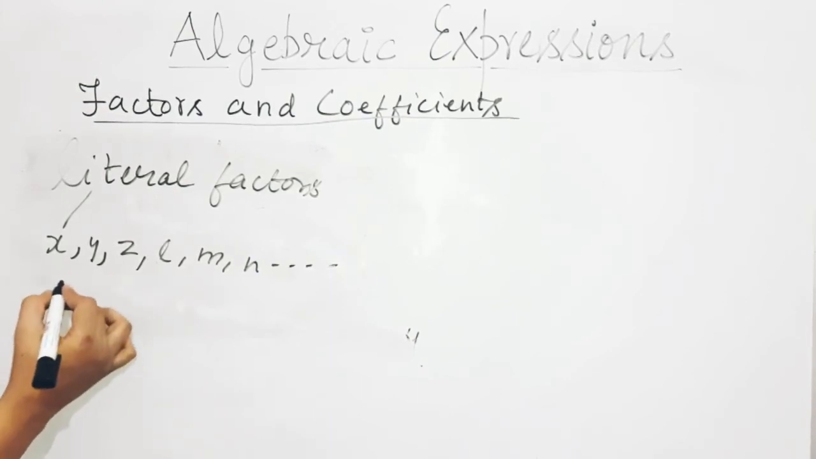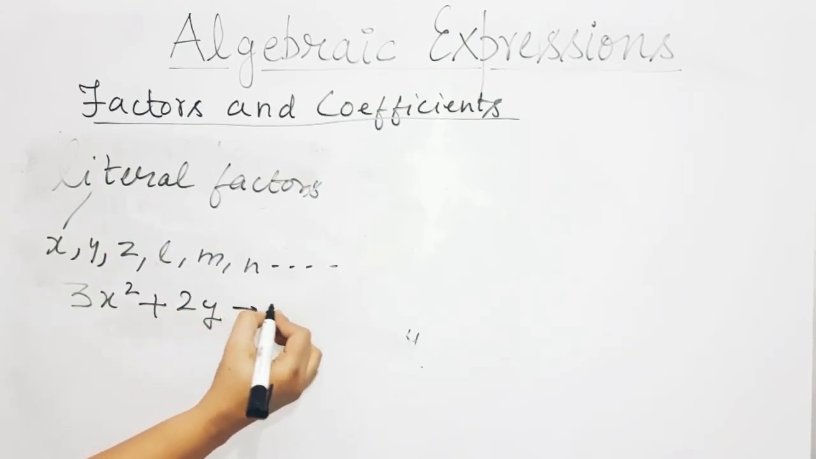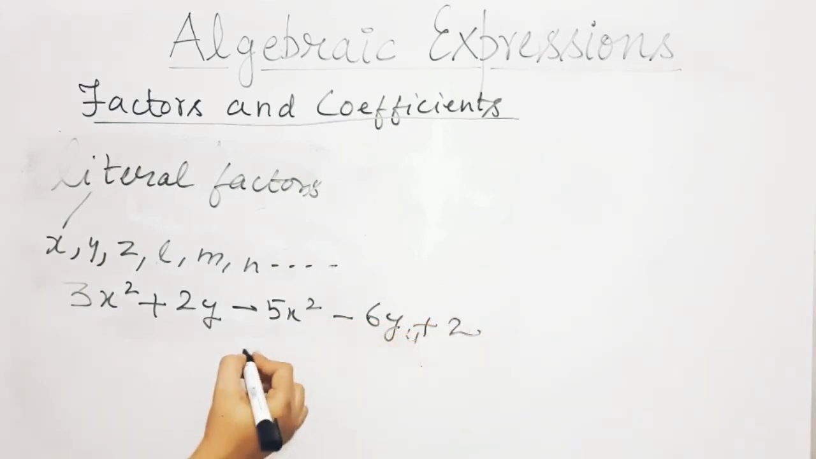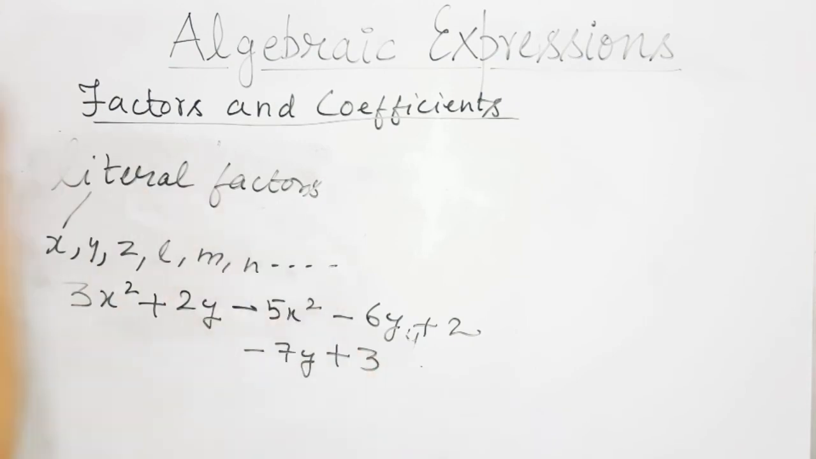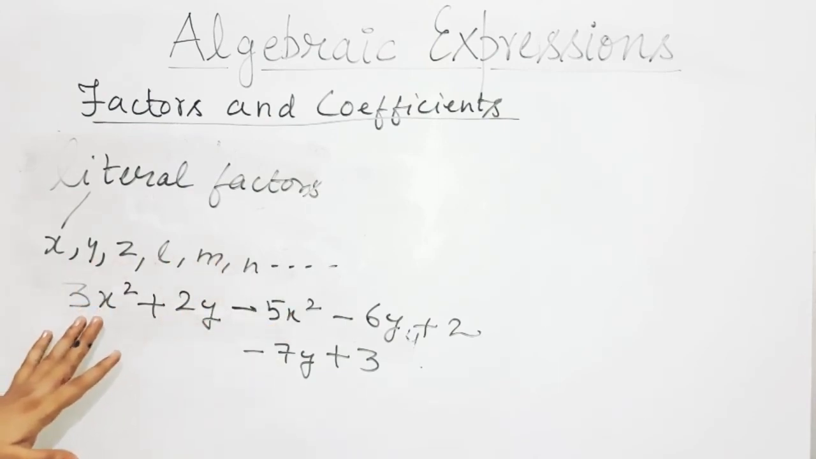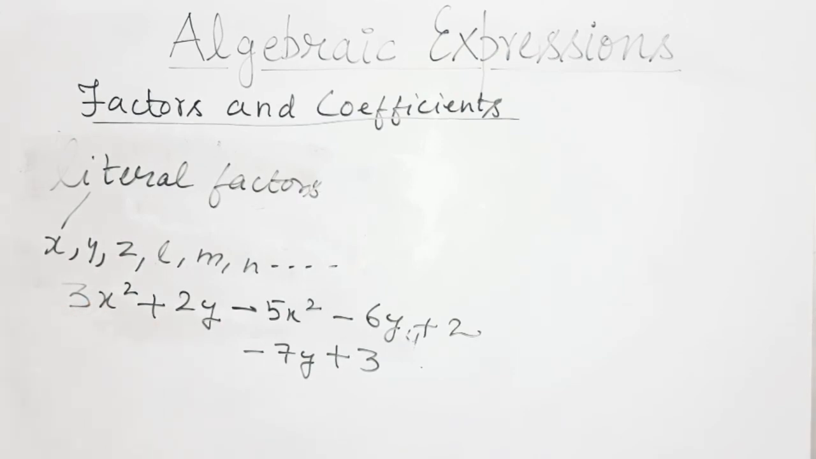For example, I am writing an algebraic expression for you. 3x square plus 2y minus 5x square minus 6y plus 2 minus 7y plus 3. So this is a polynomial. What do we call it? We call it a polynomial because it has more than one term in this algebraic expression. Now you have to tell me which of the following terms are like terms and which are unlike terms. Like terms are the terms having the same literal factors.